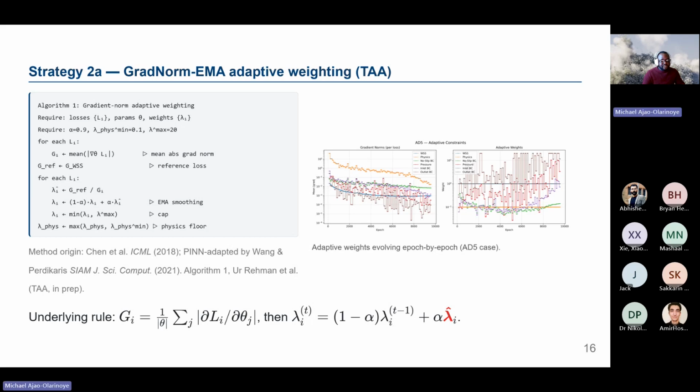The mean absolute gradient norm is very important because that's what we need to generate for each loss term. And in the adaptive predictions, as you can see, the physics loss reduces gradually based on the number of epochs, although most of the epochs we trained most of the problems on were about 10,000 upwards. Now you can see the improvement of the physics loss per epoch.